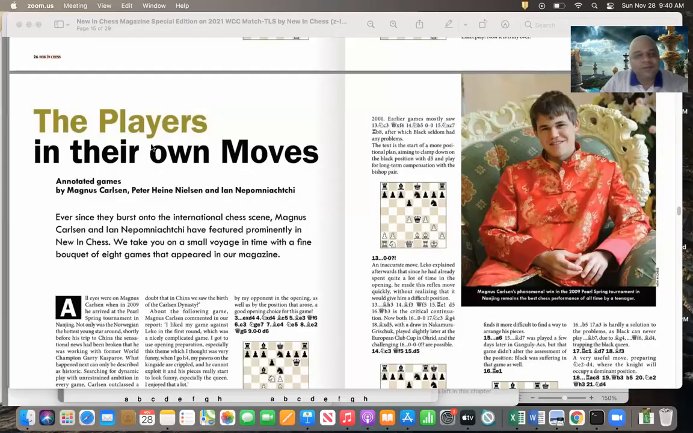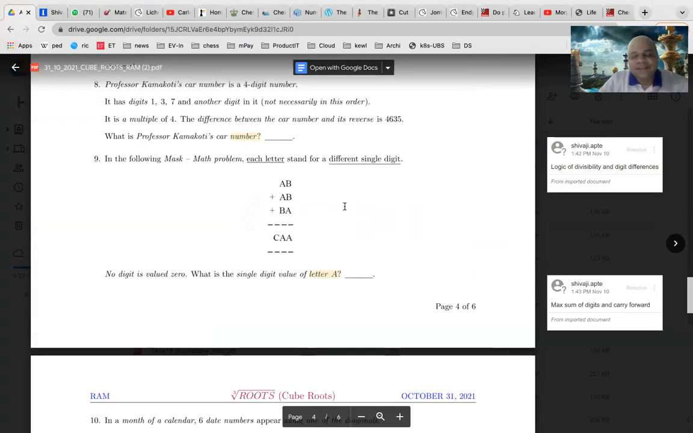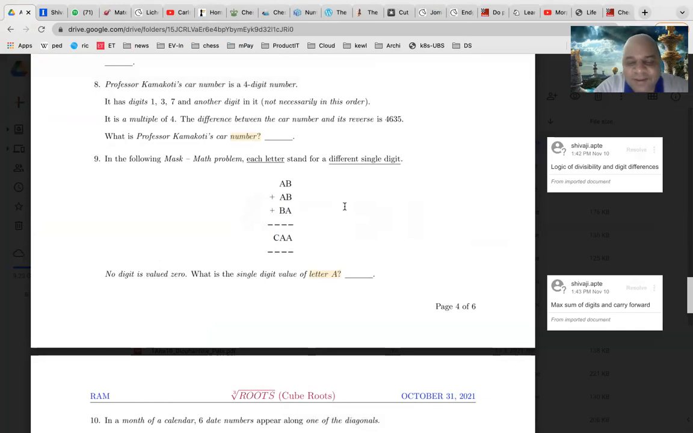Sorry, let me stop sharing and reshare it here. That is how you get 4 for A, 5 for B and 1 for C. Correct. So 45 plus 45 plus 54. How much is it? Because A is 4, B is 5, it becomes 144. 45 plus 45, 90, plus 54 is 144. And because A is 4, you get CAA as 144, with C being 1. So we just applied the logic and we got this. What is the value of A? It is 4.